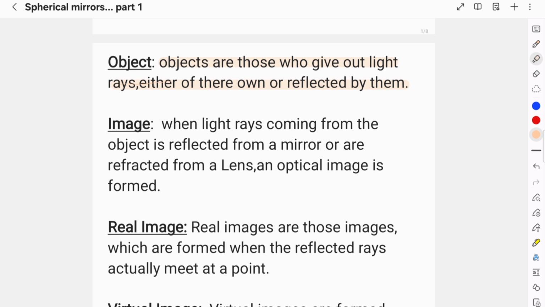So what are images? When light rays coming from the object are reflected from a mirror or are refracted from a lens, an optical image is formed. So the light coming from the object strikes a mirror or a lens, and the reflected rays meet at a point. So we get the formation of an image. Either they are reflected or refracted from a mirror or a lens.